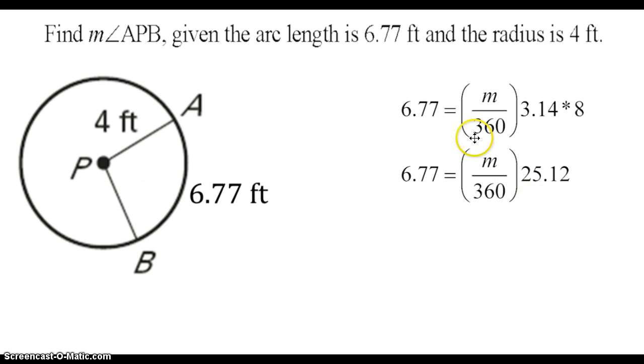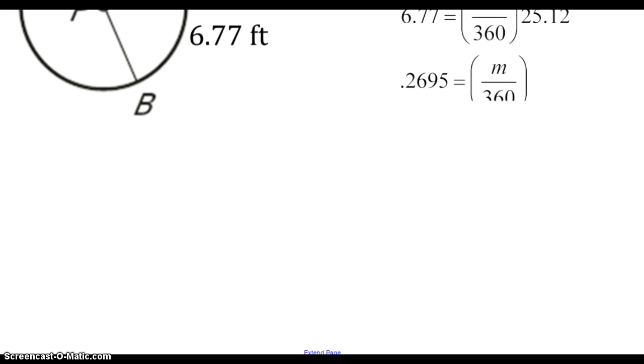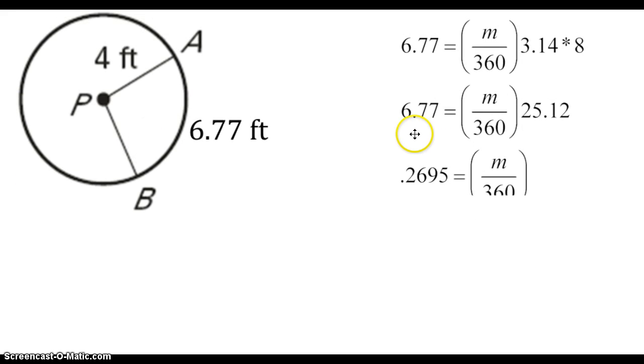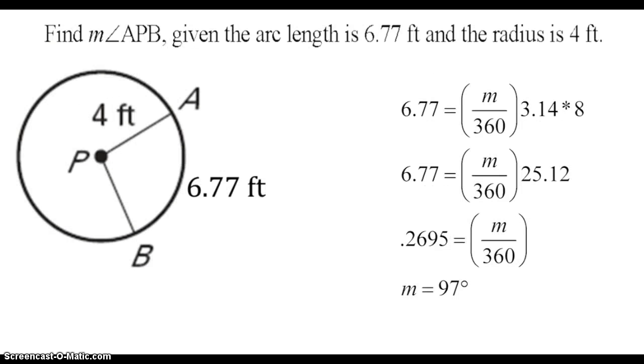Well, I wouldn't do anything here because this is in parentheses, so I'd get rid of the 25. I get rid of the 25 by dividing. So I do get a decimal. I take 6.77 divided by 25. I get 2.2695. Again, keep this at least 4 numbers. And now I have a fraction and 360 on the bottom. So to get rid of it, I multiply by 360. And the central angle in this problem would be 97 degrees.